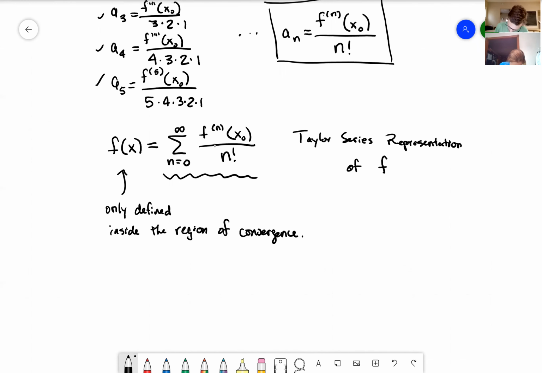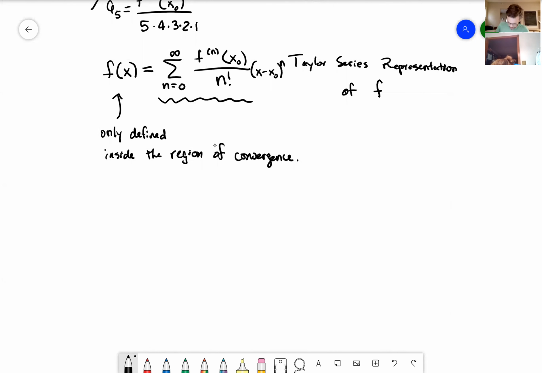Oh, sorry, I left out the x minus x0 to the n part. There we go. Okay, so this is how we get the Taylor series representation of f. And it might be useful to just have a reminder. You've seen these before in Calc 2, but it might be a useful reminder to go through getting the Taylor series representation of some famous function.